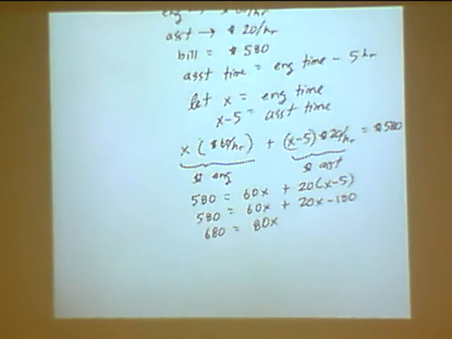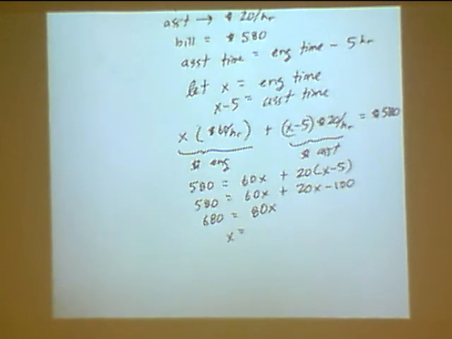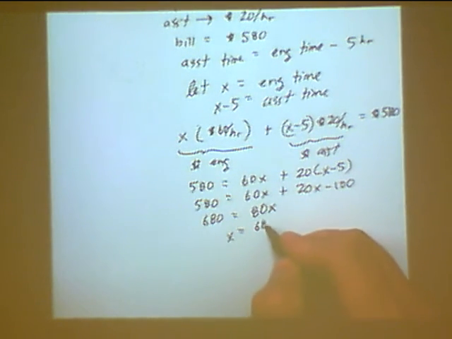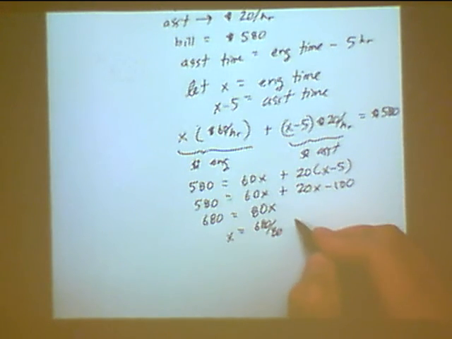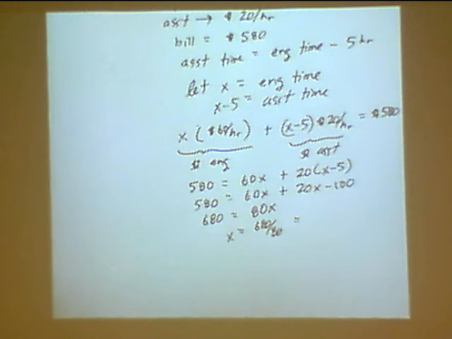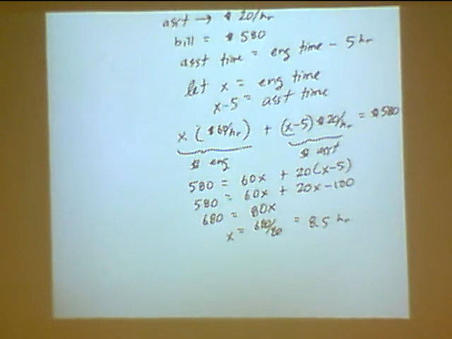And now, if I go ahead and solve for x, 680 divided by 80. Better grab your calculator. Turns out it's 8.5 hours. That means the engineer worked 8.5 hours.